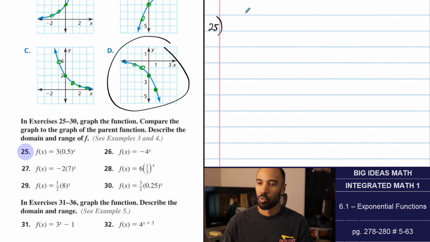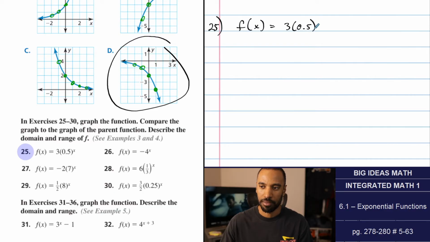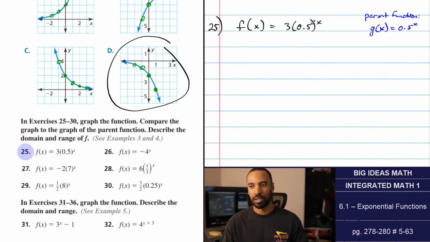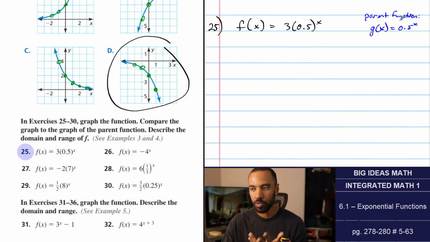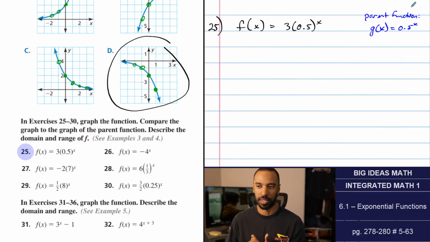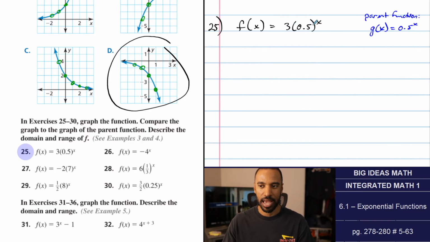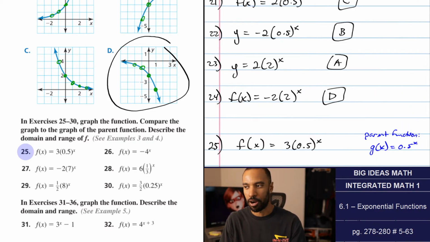Now, the problem that we have right here is f of x equals 3 times 0.5 to the x power. When they say compared to the parent function, that is some sort of, I'll call it g of x. It's 0.5 to the x power. So it's the same as this one with the b value. We can't change that into like a 1 or something like that, so we keep that the same. The question is, how does the 3 change it? But really, my ultimate goal, guys, is that I'm not going to be graphing the parent function as a whole.